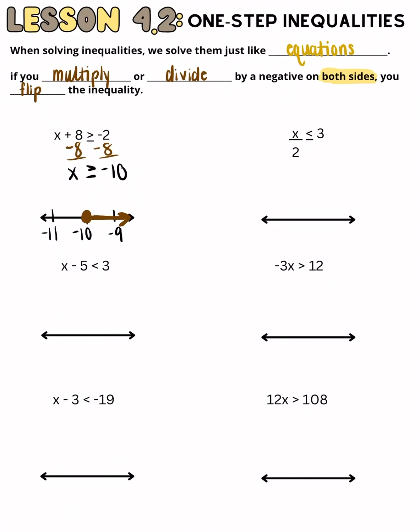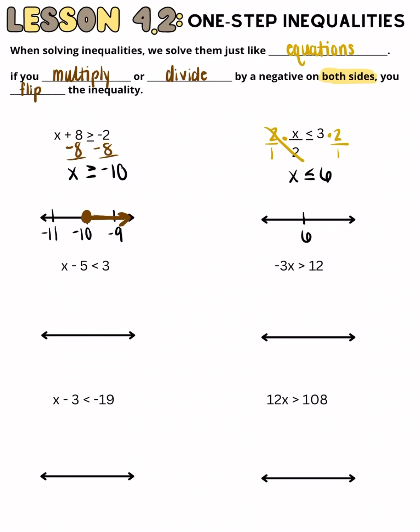Now let's look at the second one. I have x divided by 2 is less than or equal to 3. What's happening to x? It's being divided by 2, so we do the opposite like we always do and multiply by 2. When this happens, these 2s cancel, so I'm left with x is less than or equal to 3 times 2, which is 6.